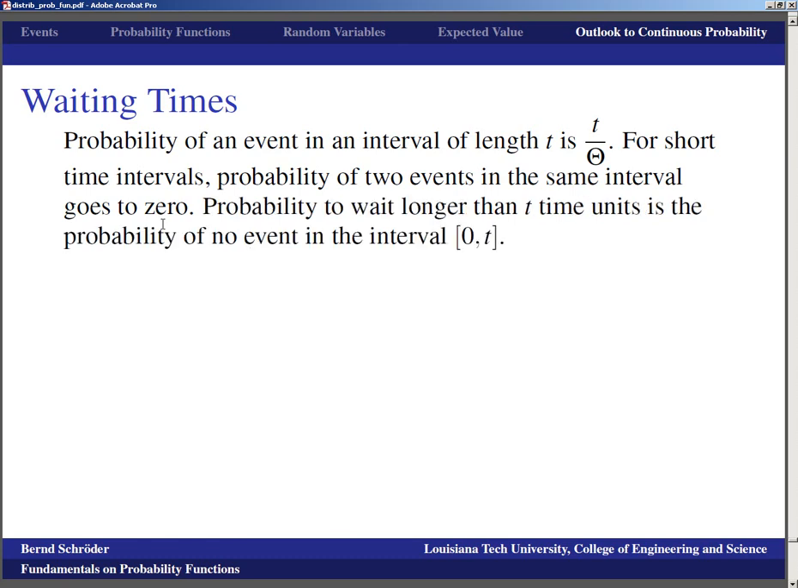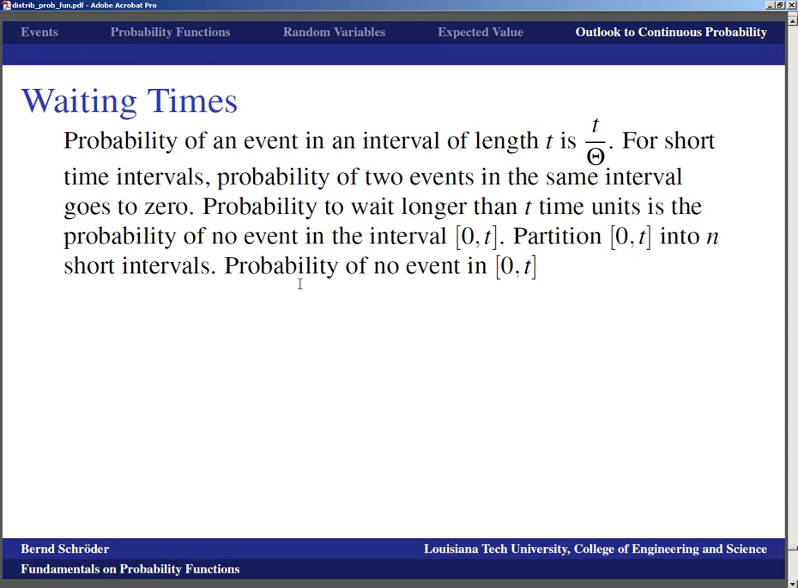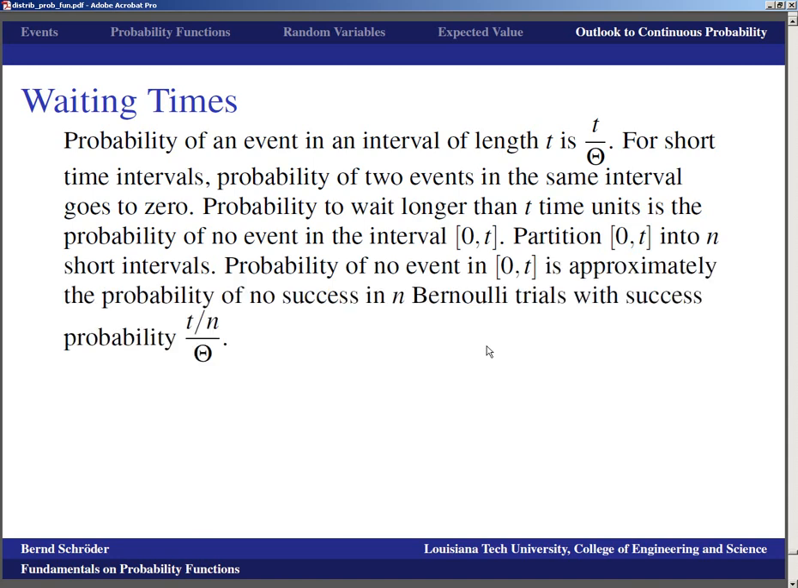And we want to have that the probability to wait longer than t time units is the probability of no event in the interval from 0 to t. And so if we now take our interval 0 to t and partition that into n short intervals, well, then the probability of no event in the interval from 0 to t is approximately the probability of no success in n Bernoulli trials with success probability t over n over theta.